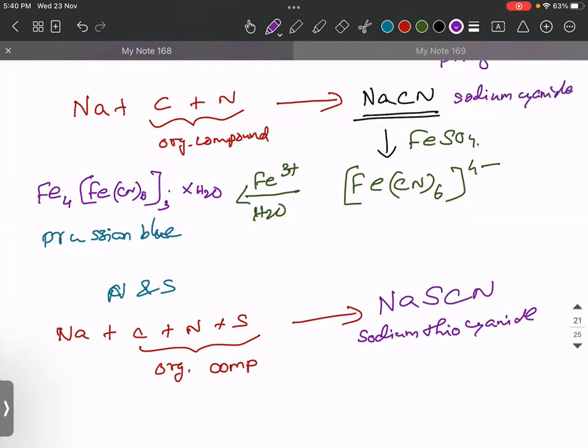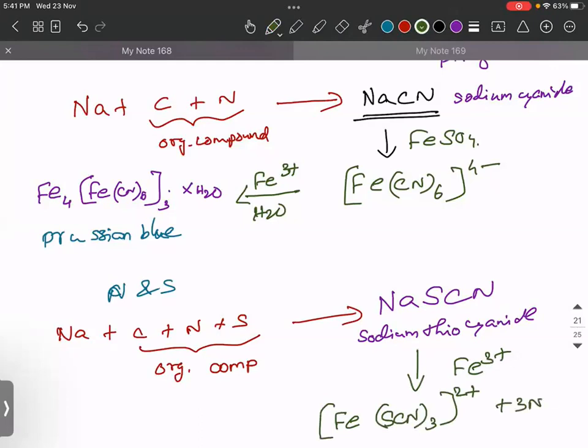So it will be in parts per million, maybe 1 milligram in 1 liter or 10 milligram in 1 liter, like that only, not more than that. Then you proceed and add ferric chloride. So it will give [Fe(SCN)]2+ plus 3Na+.